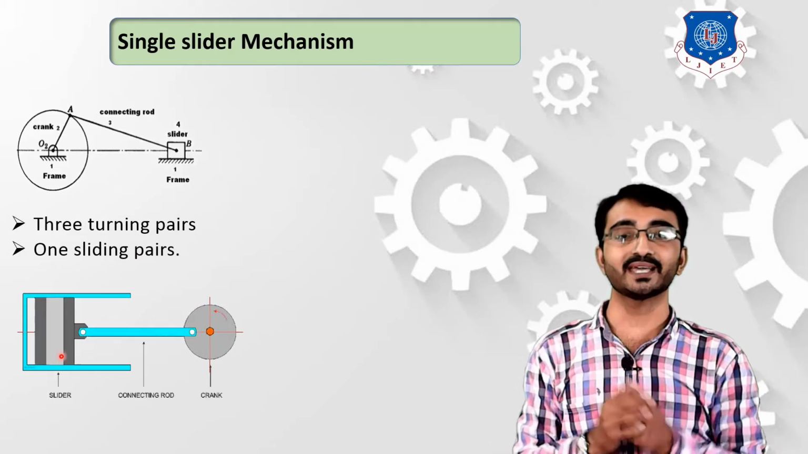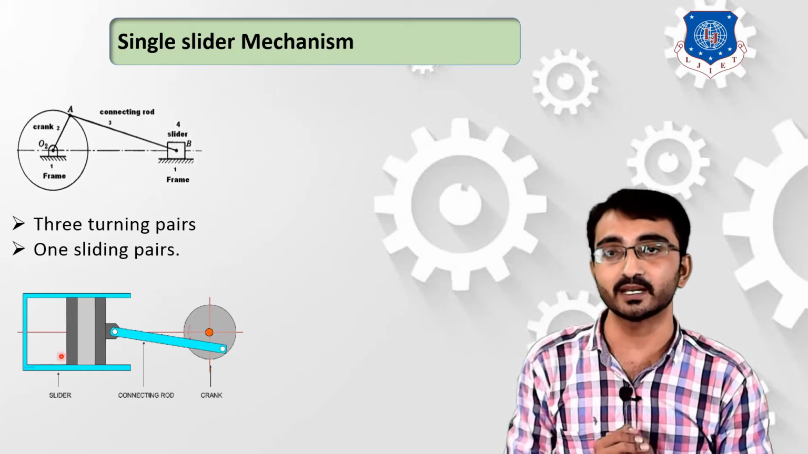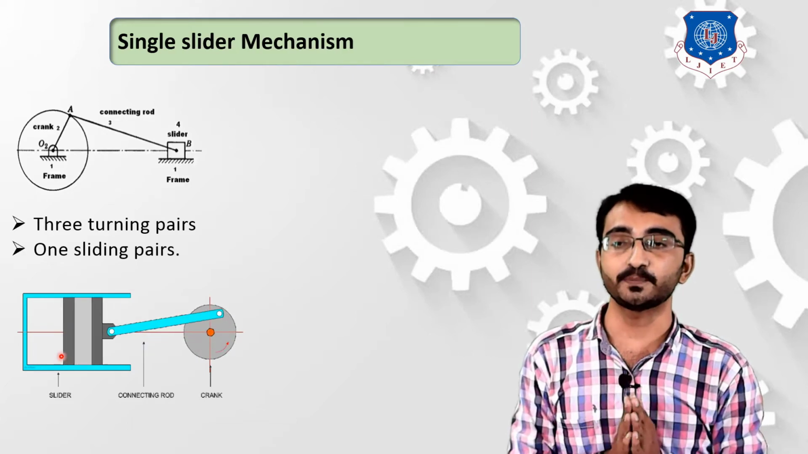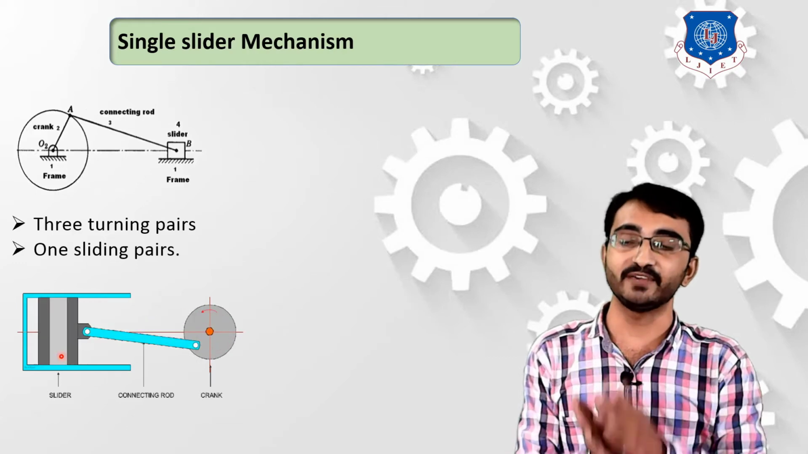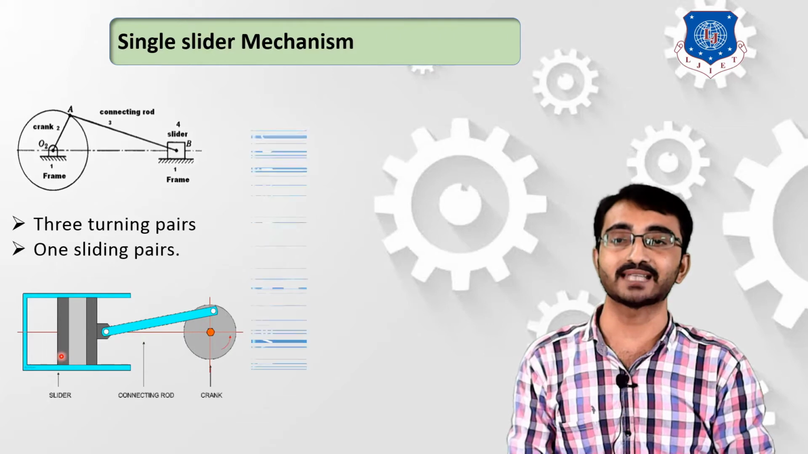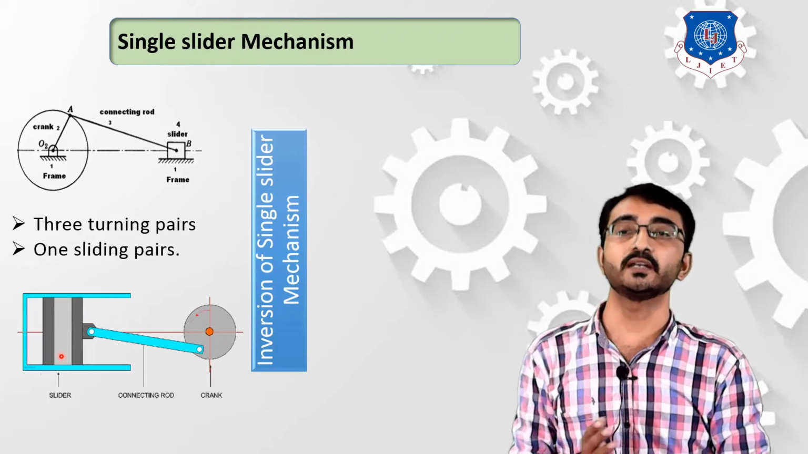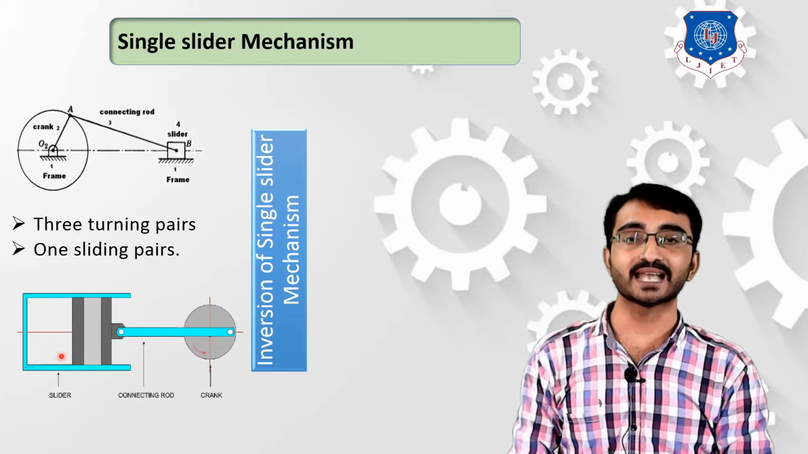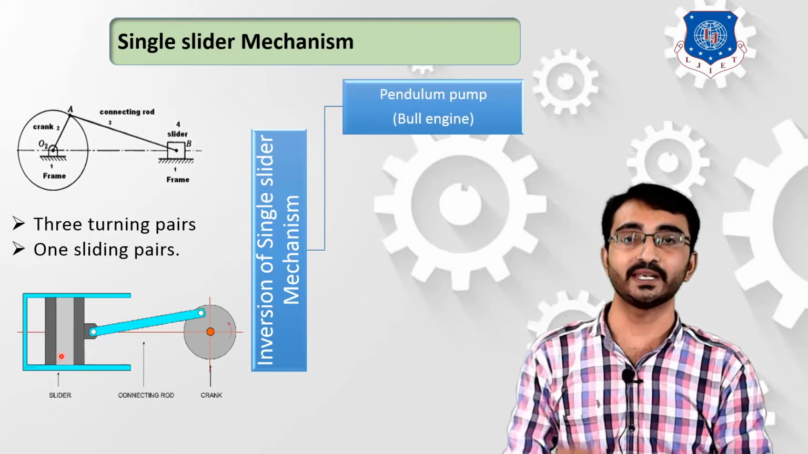Okay, now after getting the basic idea of single slider mechanism, we can obtain different mechanisms by fixing different links. So that is all about inversion of single slider. Over here we have to learn 5 inversions of single slider mechanism. First one, that is pendulum pump.